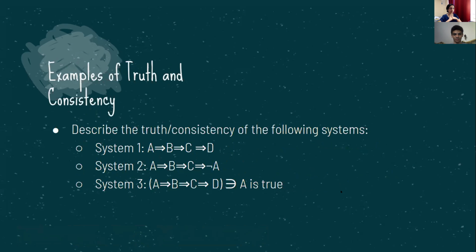So here is just an example, a quick exercise. I want each of you to try and describe the truth or consistency of each of the following systems. System one says that A entails B, and B entails C, and C entails D. System two says that A entails B, B entails C, and C entails not A. So here, if A is true, B is true. If B is true, C is true. If C is true, then A is false. And the last system is just the same as the first system, but the difference is that here you know for sure that A is true. So if you can just type what you think of the truth and consistencies of these systems.